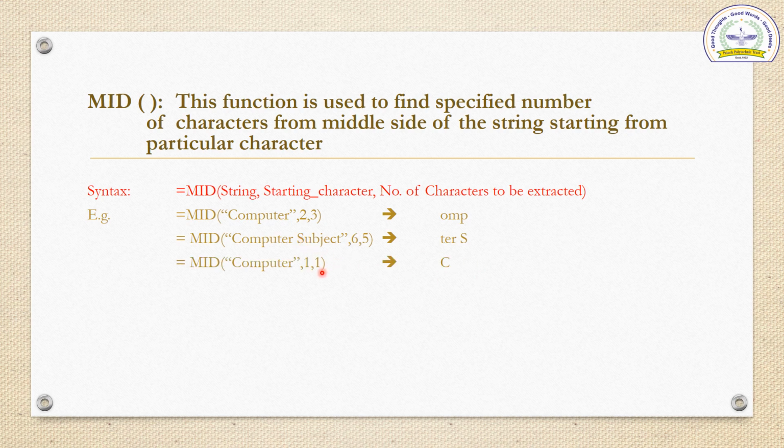In the third case, the extraction starts from the first character, and starting from the first character only one character is extracted, and thus the output is only the letter C.